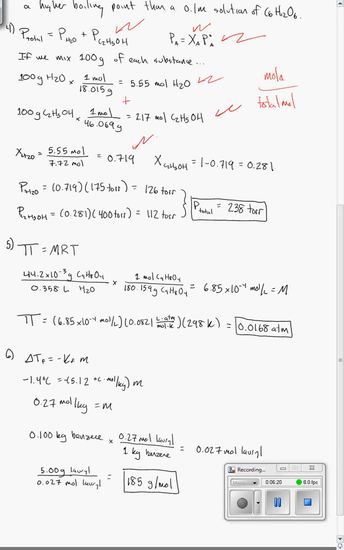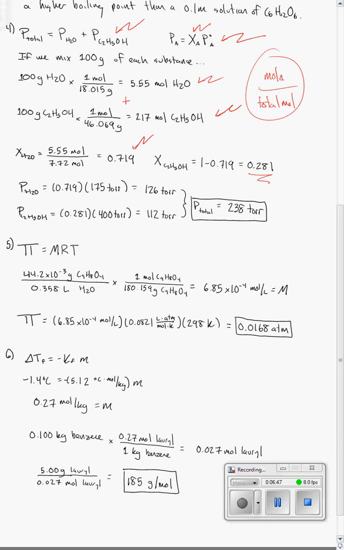Now our two mole fractions need to add up to 1, because they need to add up to the entirety of the substance. So we can calculate our mole fraction of ethanol in two ways. One, using this formula here, moles of A divided by total moles. Or the other way we could do it would be subtracting our mole fraction of water from 1. They'll yield the same answer here. They'll yield a mole fraction of 0.281 for ethanol.